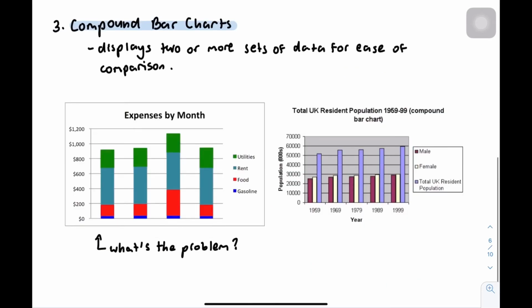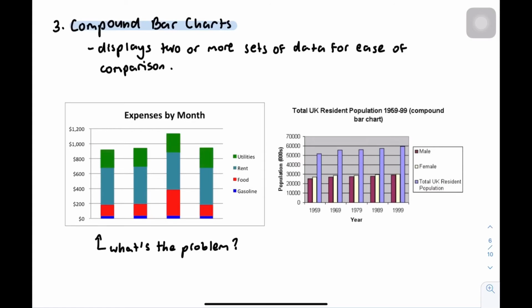There's also something called compound bar charts. What it is basically is a bar chart that displays two or more sets of data for ease of comparison. Don't mistake it for a histogram. I'll get into that later. But basically, by what you can see here, it still displays discrete data. There are two styles that you can choose from. Both of these are compound bar charts.